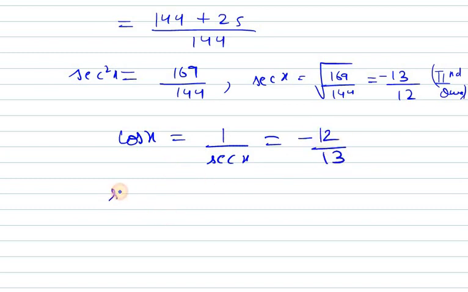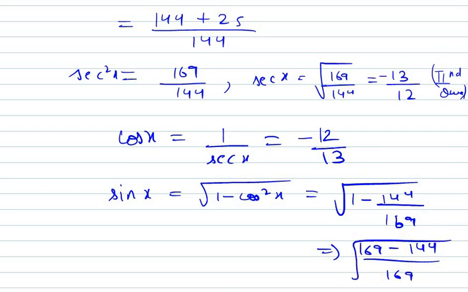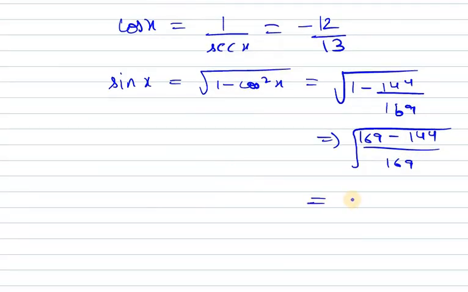Now we need to find sin x as well. So sin x is under root 1 minus cos square x, equal to 1 minus 144 over 169. So it will be 169 take away 144 over 169. So now it is 25 over 169, under root, 5 over 13. It will be plus minus, but in this case it will be plus because x lies in the second quadrant.